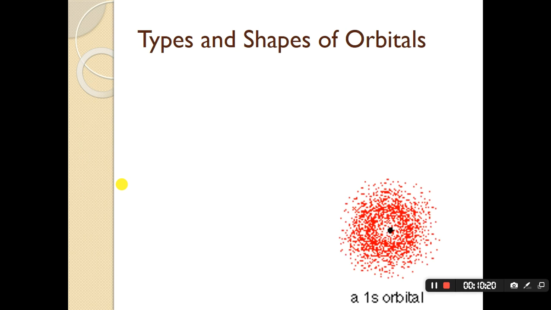So first up, we have our 1s subshell, which only contains one orbital, and this is spherical in shape. So how do we know that?